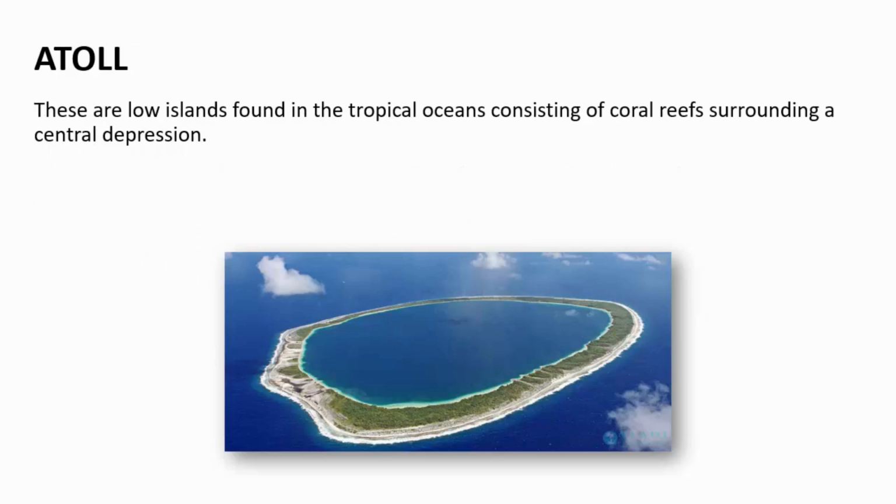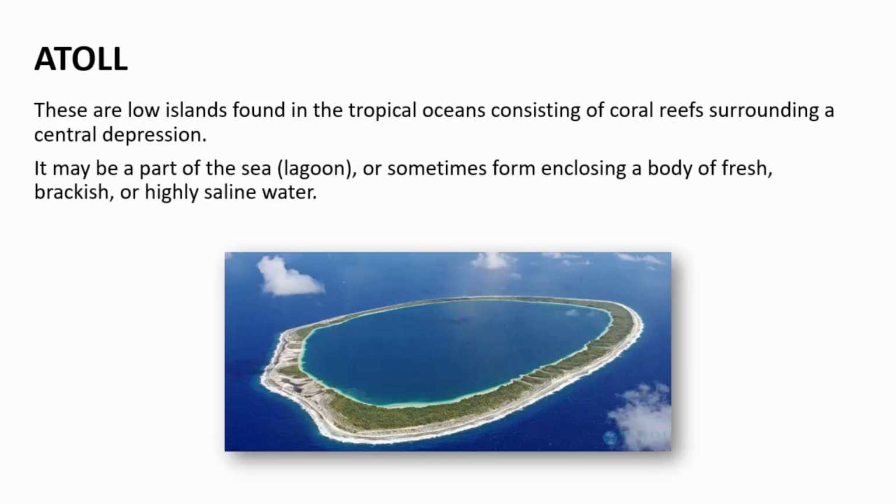The next in our list is atoll. Now, these are low islands found in the tropical oceans consisting of coral reefs surrounding a central depression. It may be a part of the sea, or it can also be a lagoon, sometimes enclosing a body of fresh, brackish, or highly saline water.